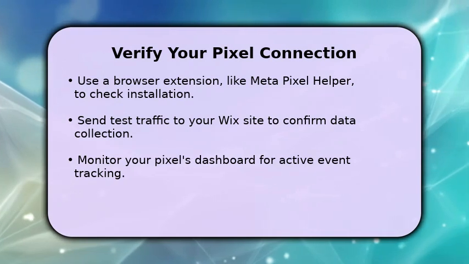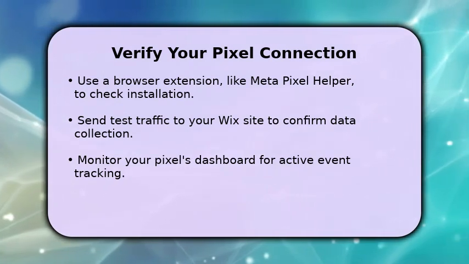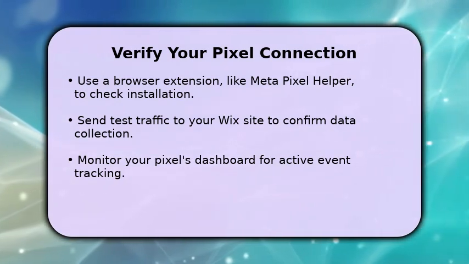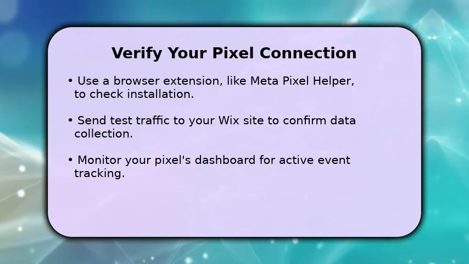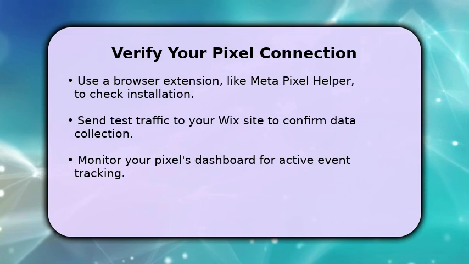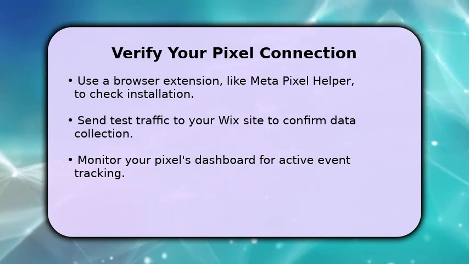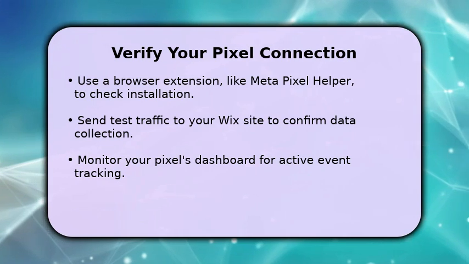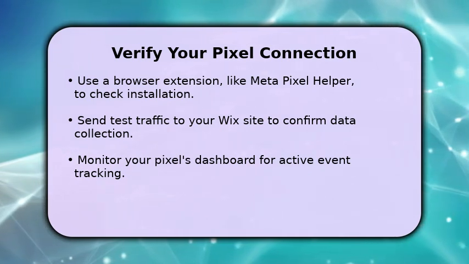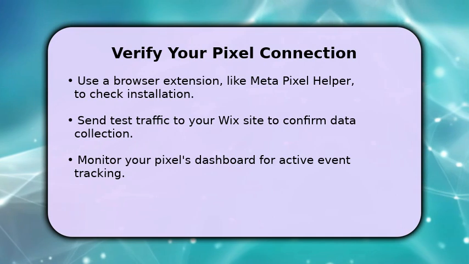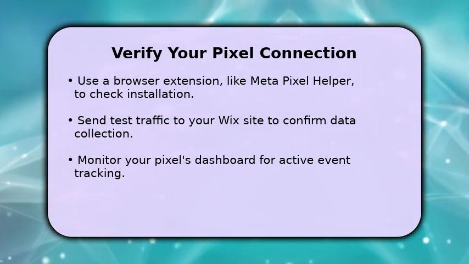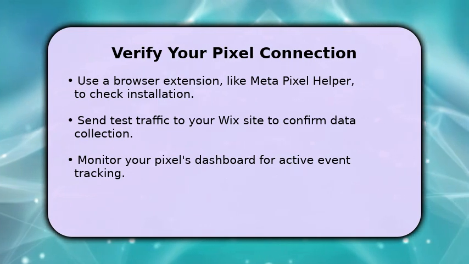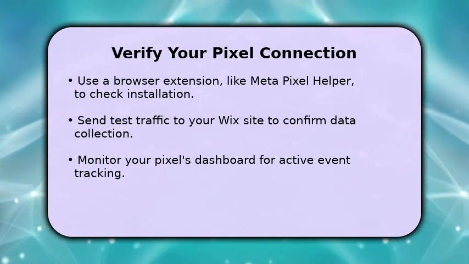After installing your pixel, verification is a critical final step to ensure everything works correctly. Install a browser extension, such as the Meta Pixel Helper, to see if your pixel is firing on your Wix site. Next, visit your website and navigate through a few pages to generate some test traffic. Finally, check your pixel's dashboard on its respective platform to confirm that events are being received and tracked accurately. This ensures your data collection is robust.